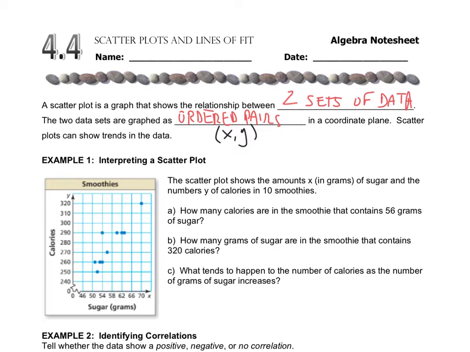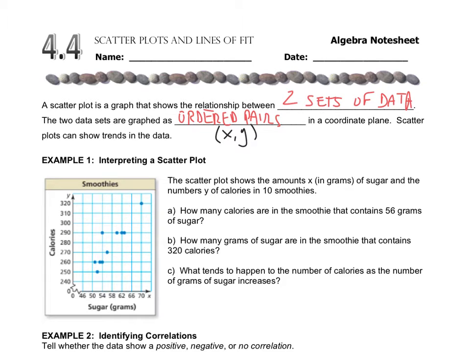Today we're talking about scatter plots and lines of fit. A scatter plot is basically a graph that shows a relationship between two sets of data. The two sets of data are graphed as ordered pairs, which we know are x comma y, in a coordinate plane. And scatter plots can show trends in data.